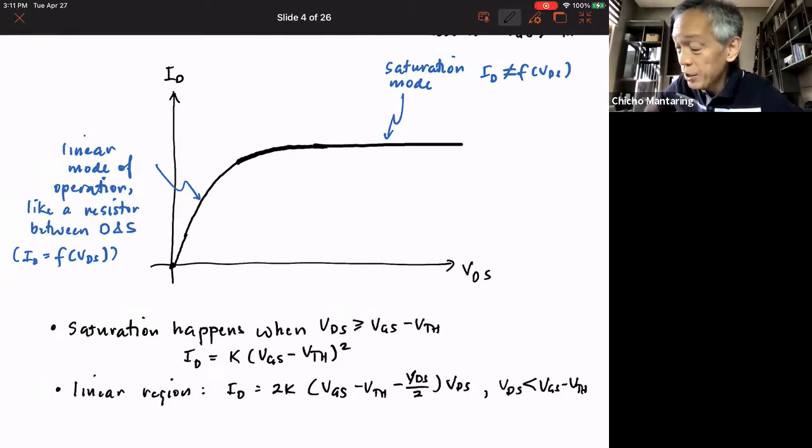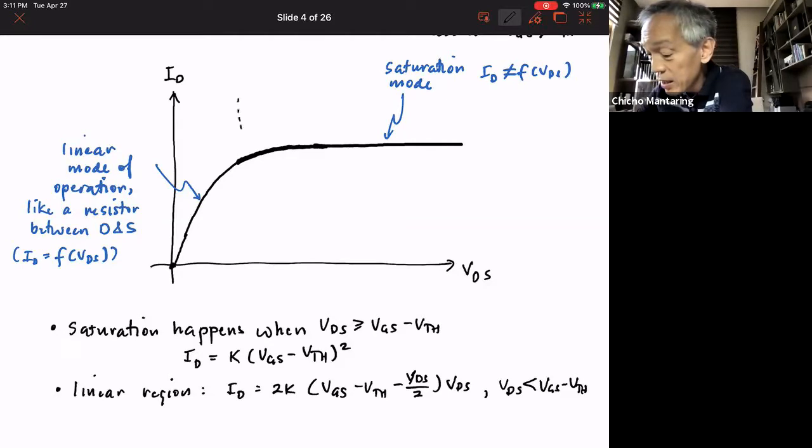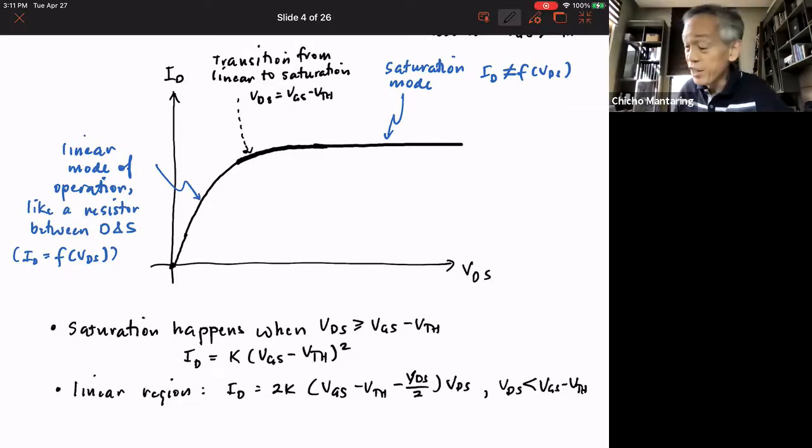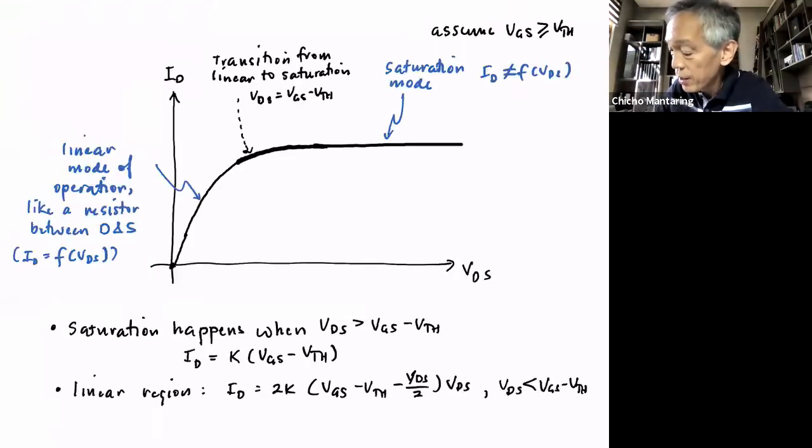From linear to saturation. So at some point here, the transition from linear to saturation, this is when VDS is equal to VGS minus VTH. Maybe I should say this is greater now. So it's in saturation when VDS is greater than VGS minus VTH. It is in linear when VDS is less than VGS minus VTH. And the transition is when it is equal. So that's somewhere there.